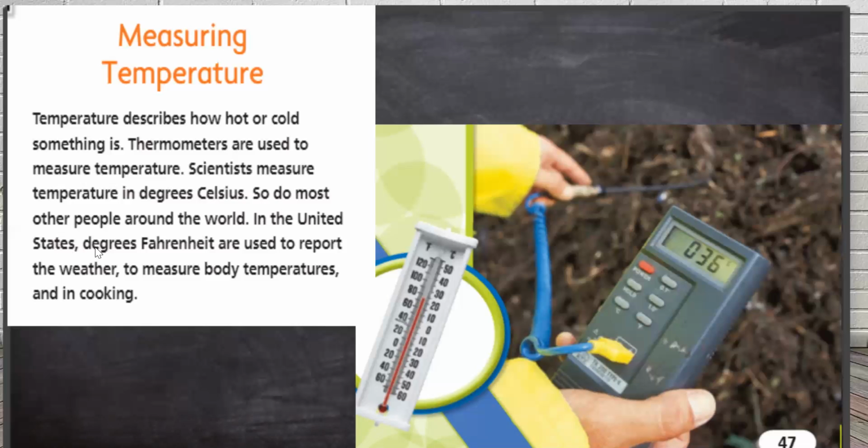In the United States, degrees Fahrenheit are used to report the weather. So in America, they measure the weather using Fahrenheit. To measure body temperature and for cooking, all these for Americans, they use Fahrenheit. But guys, over here we use degrees Celsius. It's much easier for us to learn.